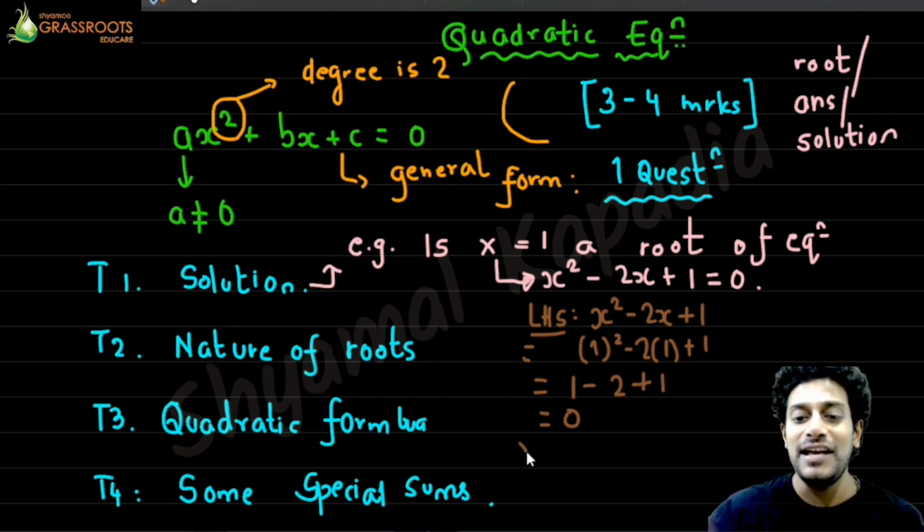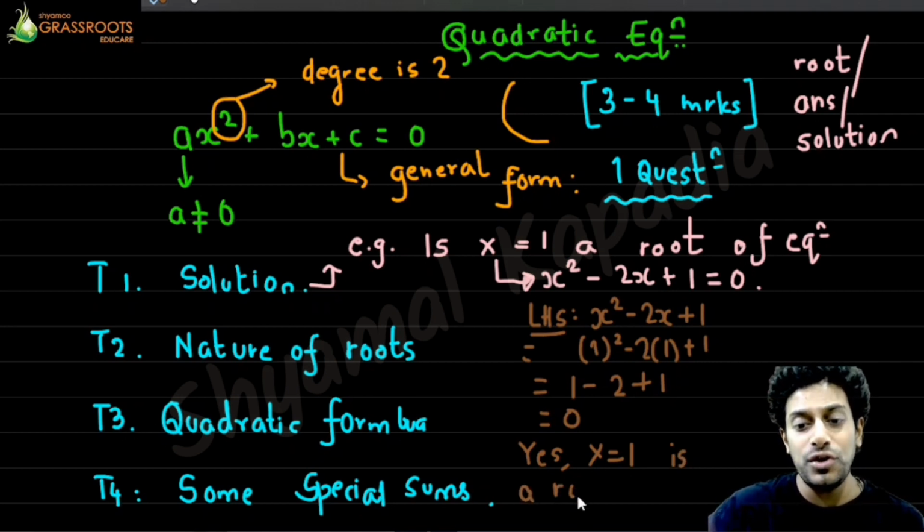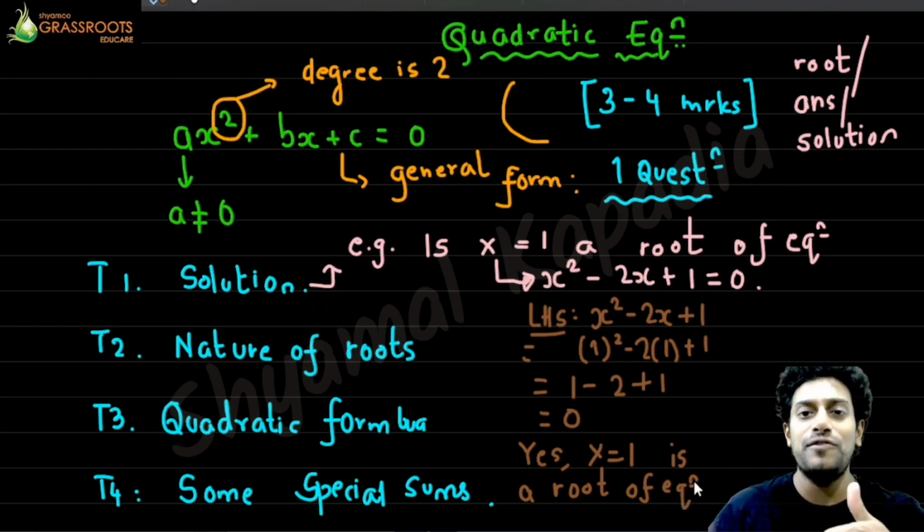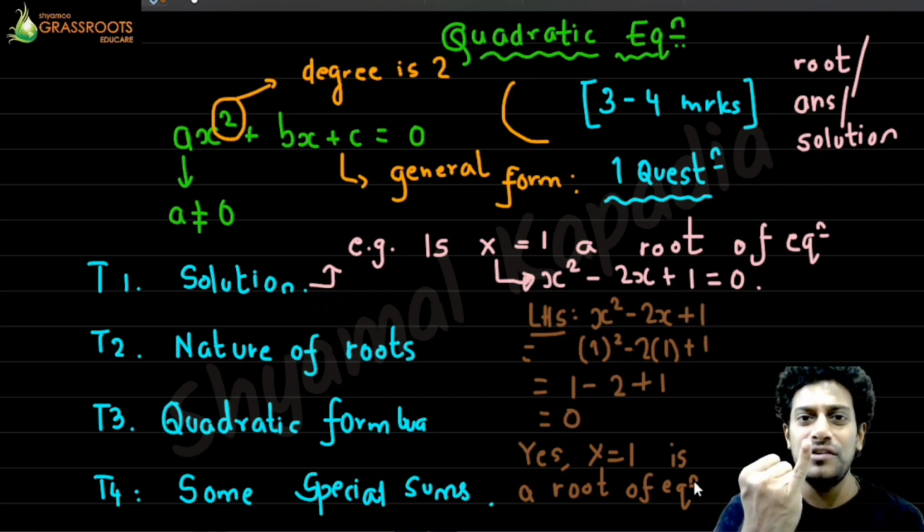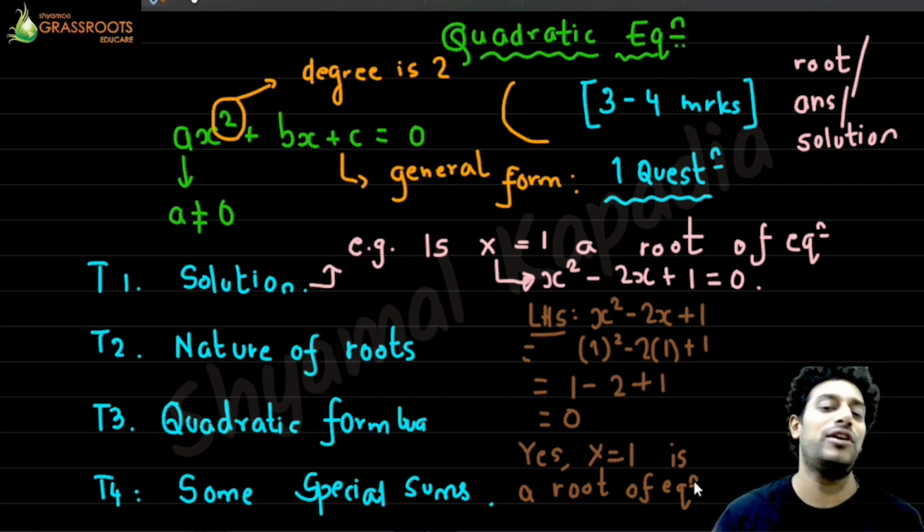So I will say yes. x equal to 1 is a root of the quadratic equation. It is a solution of the quadratic equation. It is one of the answers of the quadratic equation. It satisfies the quadratic equation. I want you to learn these 4 phrases by heart: root, answer, solution and it satisfies the quadratic equation.